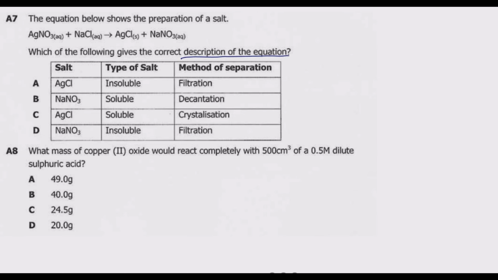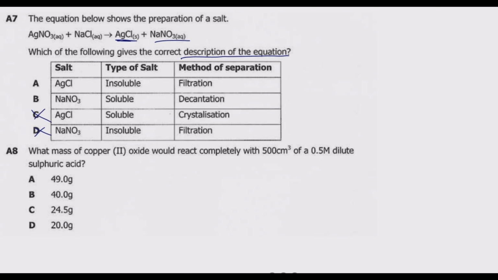So what we know is basically from the output side, this is basically a solid, then this is aqueous, which is a solution. So let us look at option A. Silver chloride, is it insoluble? Yes, it is insoluble because it is a solid. Then sodium nitrate aqueous, it is soluble. Okay, that's the case. So this one is soluble, so D is out. So silver chloride is insoluble, so is out. So remain with A and B.